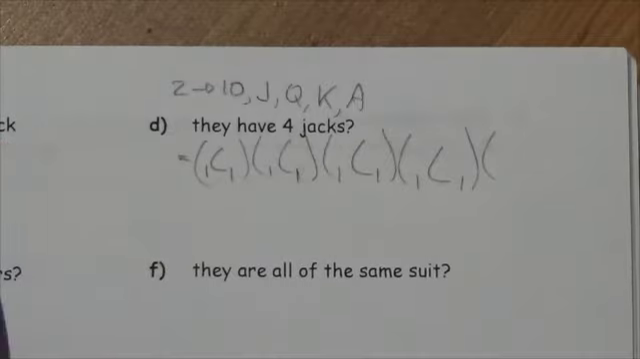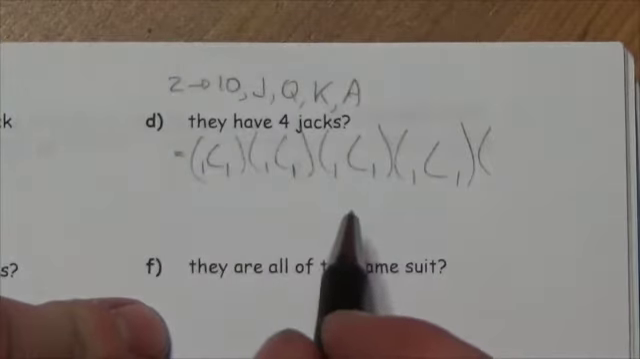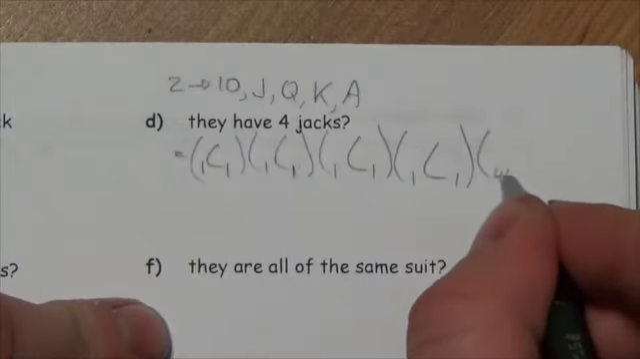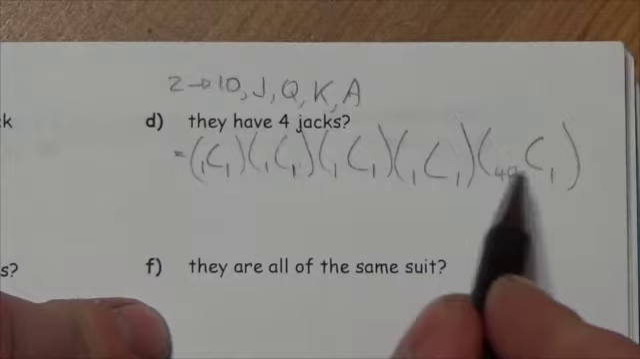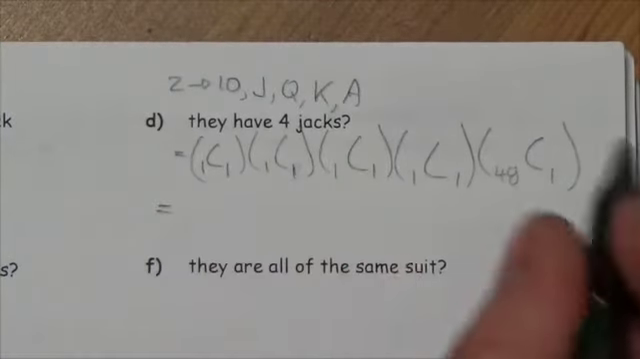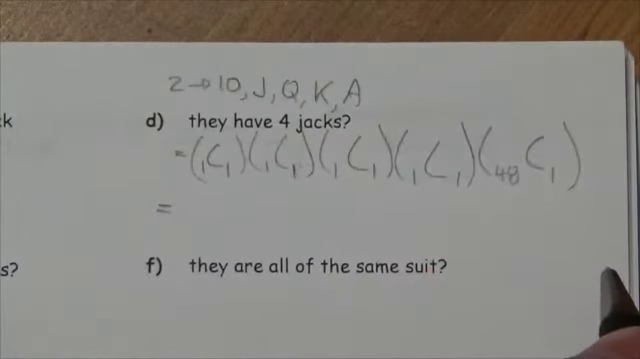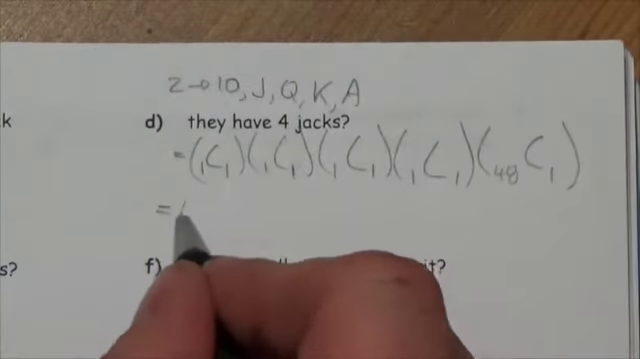Well, of those 52 cards, I've already dealt with 4 of them. So what I've got left over is 48 cards, and I have to choose 1 extra card out of that group of 48 to finish off my 5-card hand. This is the only one that's going to give me any kind of interesting number here. And how many ways can I choose 1 card out of 48? Well, the answer is 48.